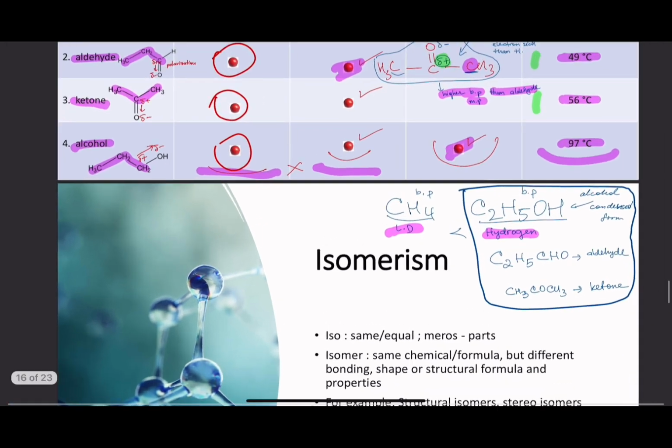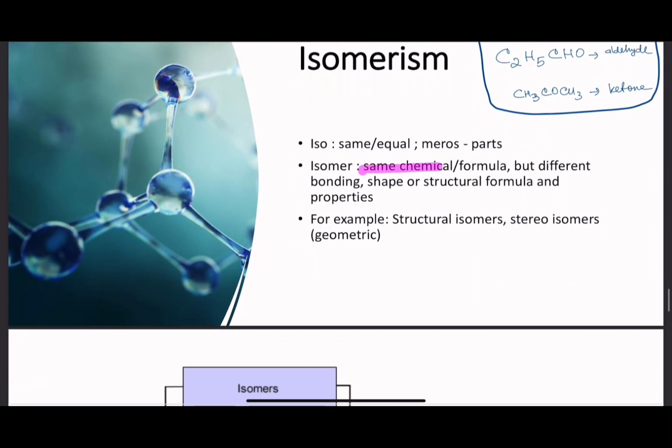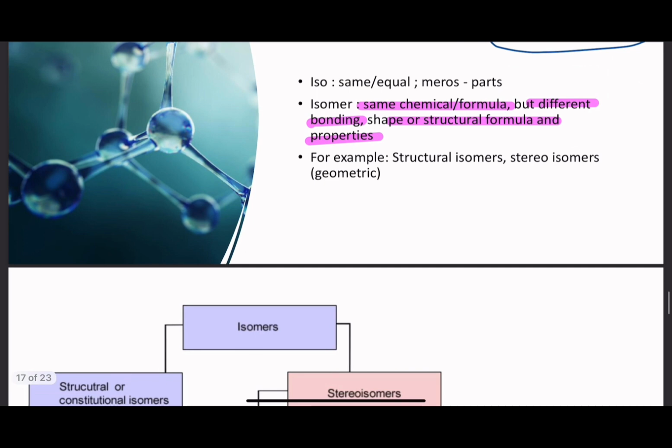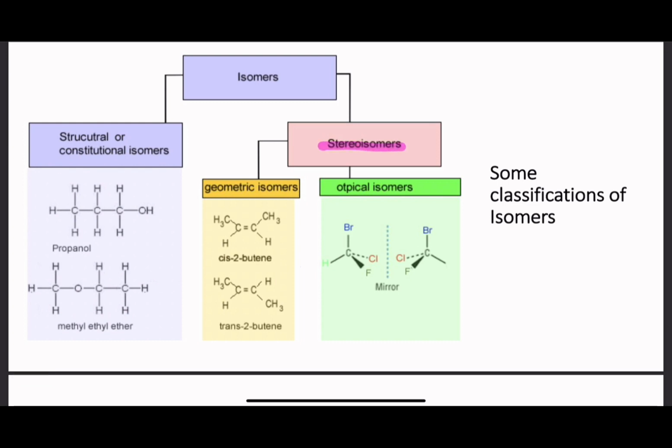Now I'm gonna go into the isomerism. Isomer is that having the same chemical formula but different bonding, shape or structural formula and properties. But we have two types of isomer. One is structural, the other one is stereo. So stereo, don't worry about it for now, okay? We only deal with structural isomer, which is also called constitutional isomers.